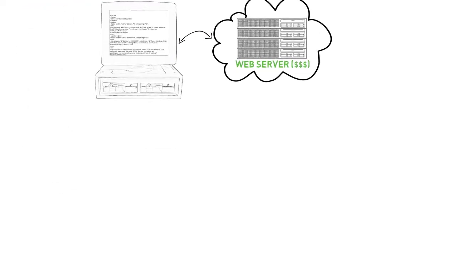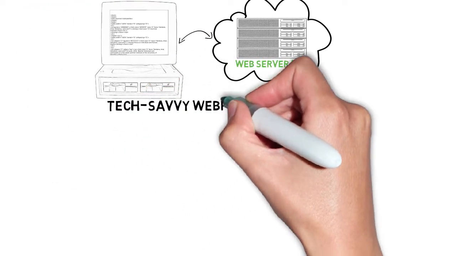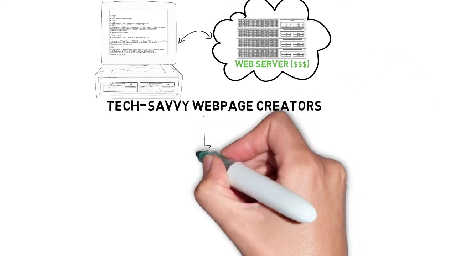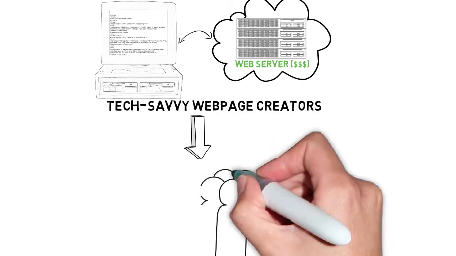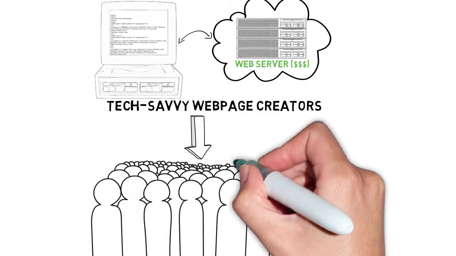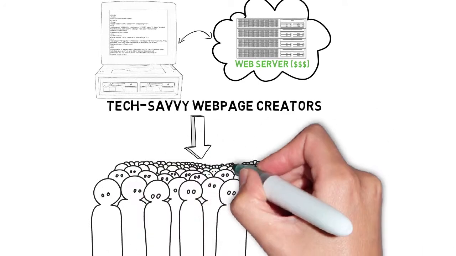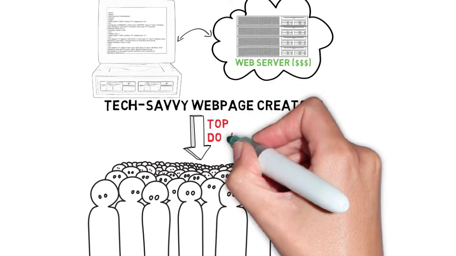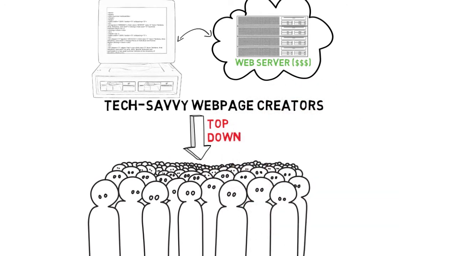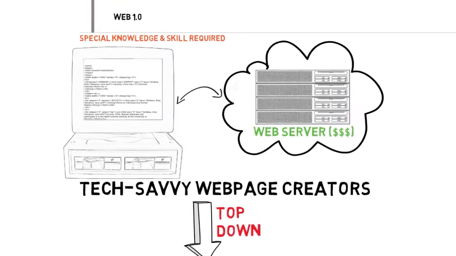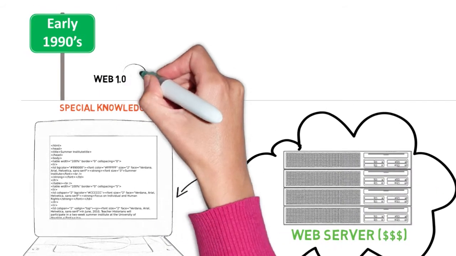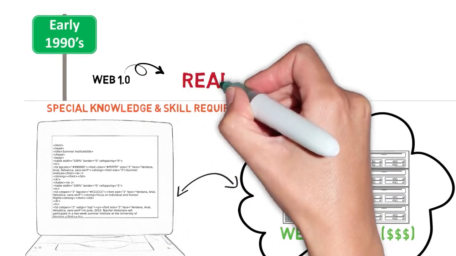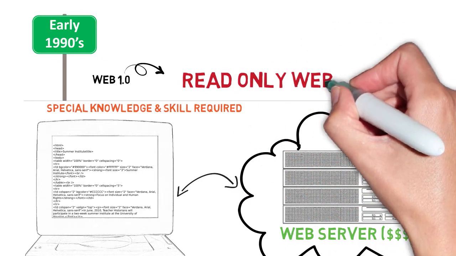In Web 1.0, web content flowed in one direction, from a few tech-savvy web page creators down to many users who consumed the content in ways that were prescribed by the developers. The control was top-down. Pages were connected through hyperlinks, and there was little multimedia. That is why Web 1.0 was also known as the read-only web.